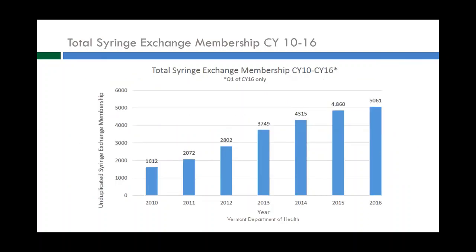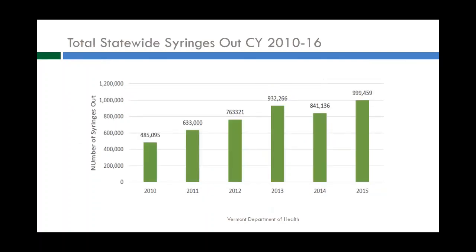As I've mentioned earlier, our syringe service programming has increased in terms of membership, as you see, but it's also radically increased in terms of distribution. At this point, we distribute more needles out and in than we have population as well as cows. That's an impressive feat in Vermont.